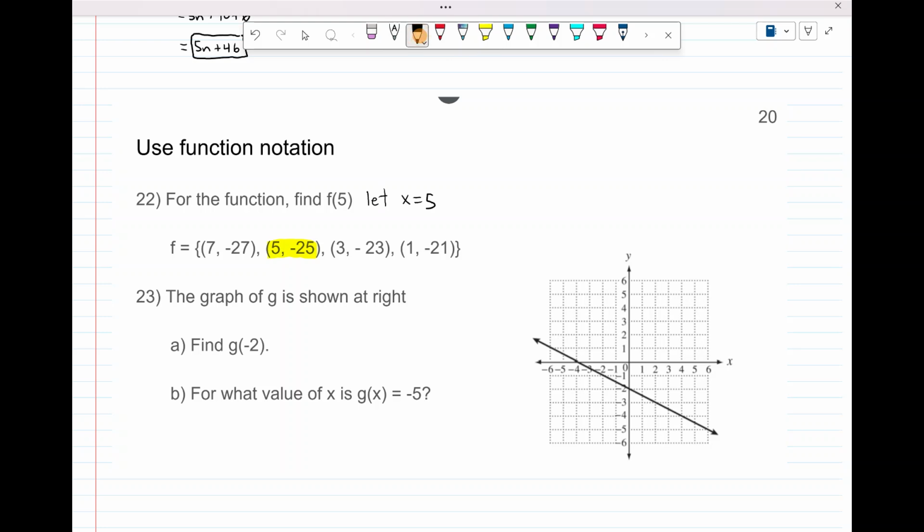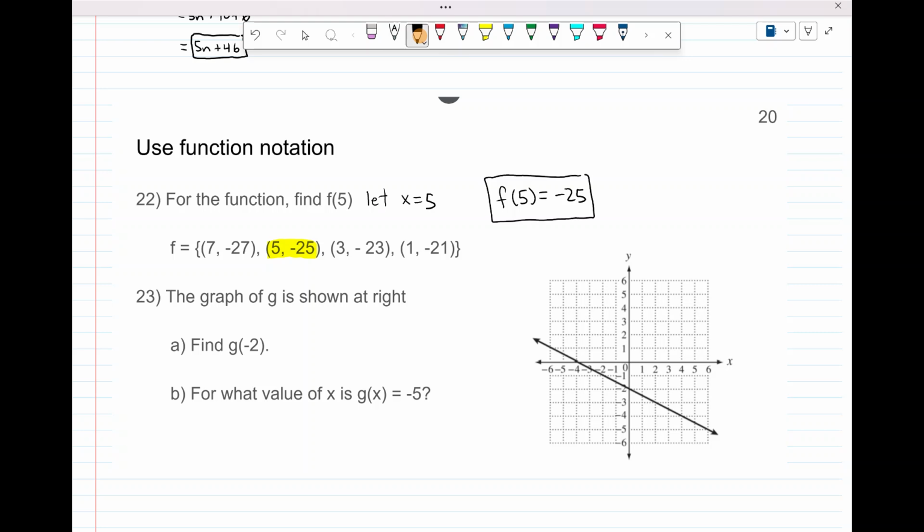And this tells me that when x is equal to 5, y is equal to negative 25. And remember, y is interchangeable with f of x. And so f of 5 must be equal to negative 25. When I plug in the input of 5, I get the output of negative 25. And I am done with this one.